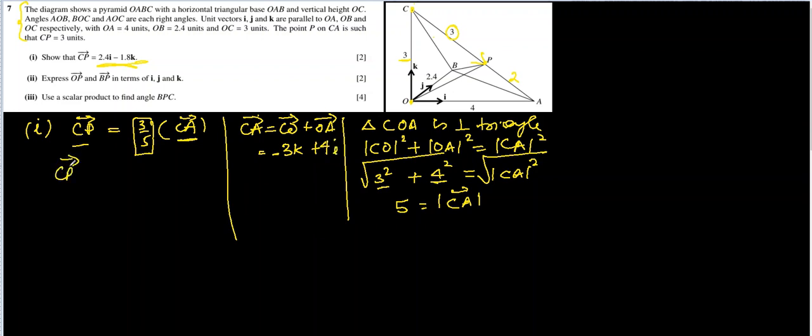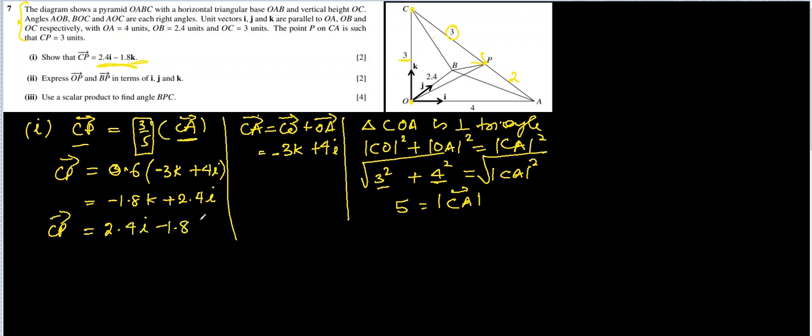This is what we will use here. CP is 3/5, let's say 0.6. 3/5 is the same as 0.6, and CA we know now, minus 3K plus 4I, which will be minus 1.8K plus 2.4I. Let's add the positive first, so CP becomes 2.4I minus 1.8K, and that is what they wanted us to show. Let's go to the second part.